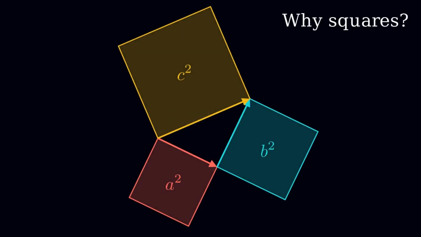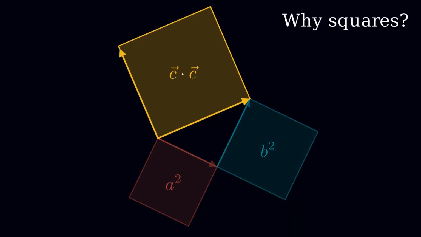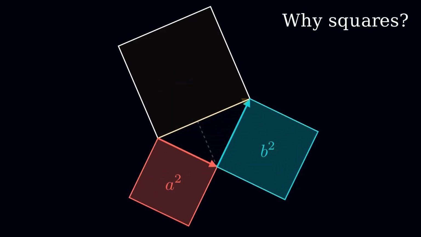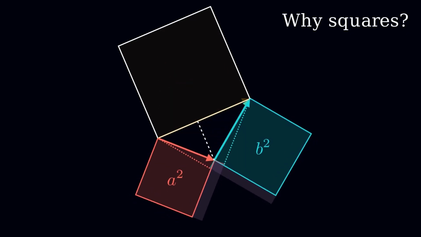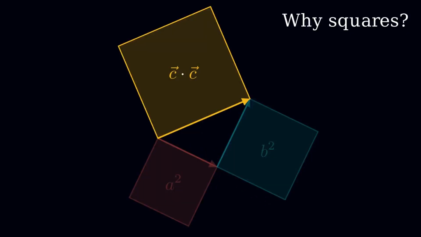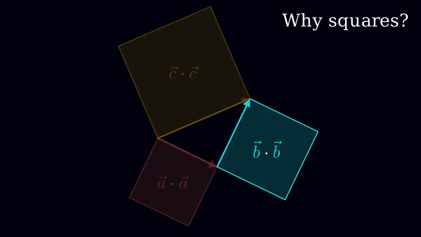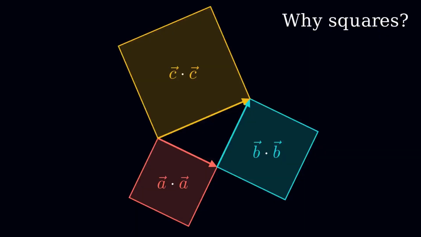So now we can answer our original question. Why does the Pythagorean theorem have squares in it? We started by seeing how c measures itself using the dot product. Since its components, a and b, are perpendicular, their shadows essentially ignore each other. So c's total agreement with itself is just a's agreement with itself plus b's agreement with itself. And geometrically, a vector agreeing with itself is just a square.